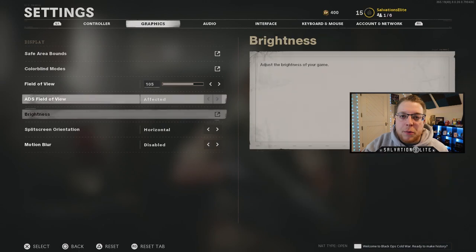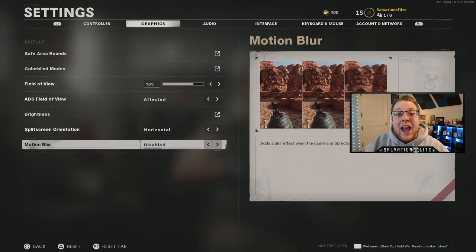Then down on motion blur, turn off that motion blur, man. I saw a lot of clips of people playing with motion blur in Modern Warfare, months and months in. Don't do that, man. It makes it harder to see people. It makes the game feel legitimately blurry, a shocker, right? Turn off motion blur all the way. It'll make your life a lot easier.